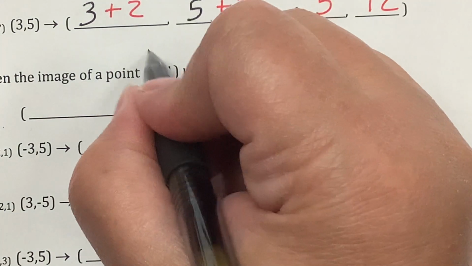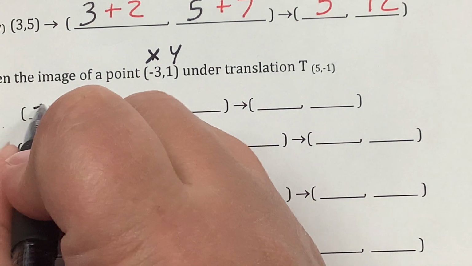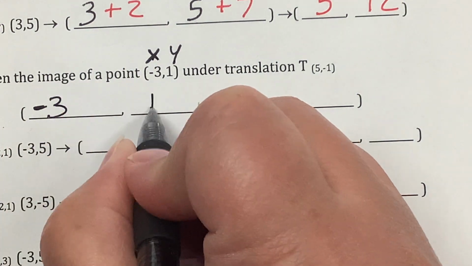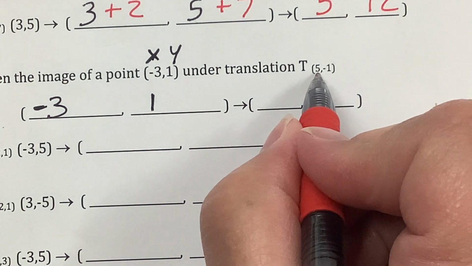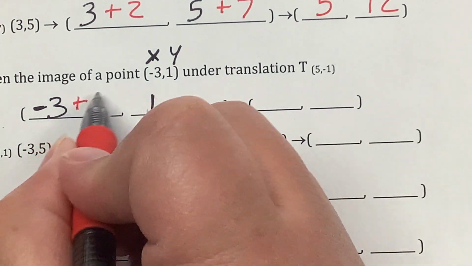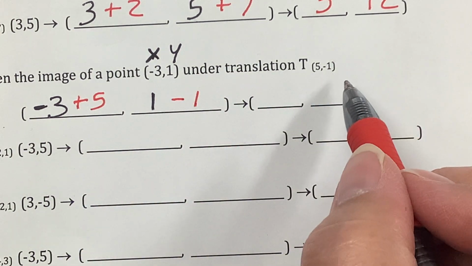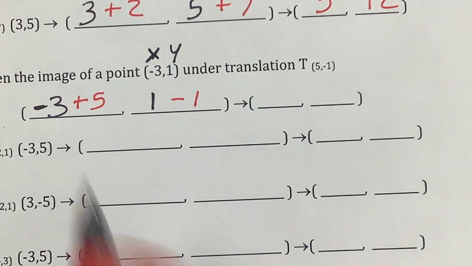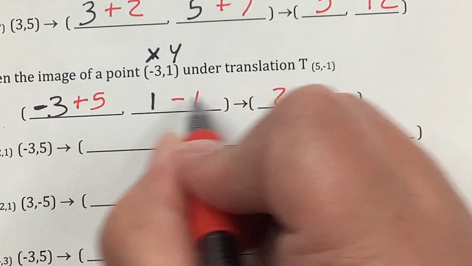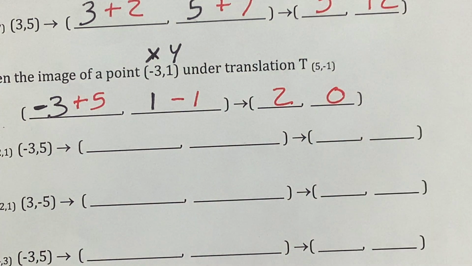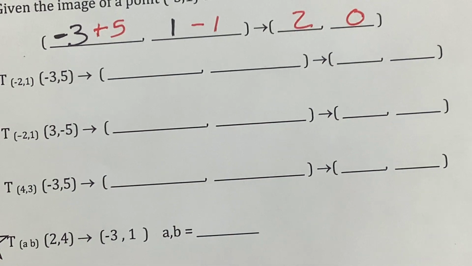Now this original point, I'll shrink this down so you can see what I'm doing. Here's my x, and here's my y, so -3, 1 are my x and y. And I'm going to add 5 to the x and subtract 1 from the y, because that's -1, so you subtract it. Let's see, -3 plus 5 is 2. 1 minus 1 is 0. Now I'm going to do the same thing all the way down the line here.